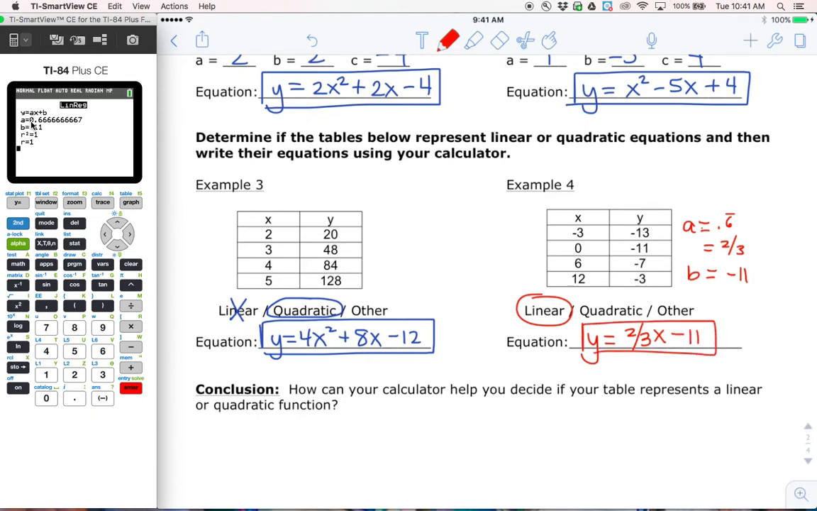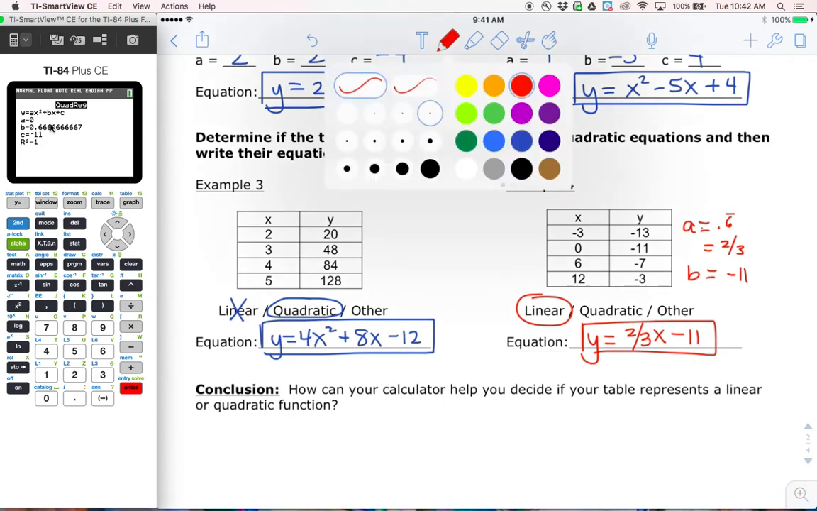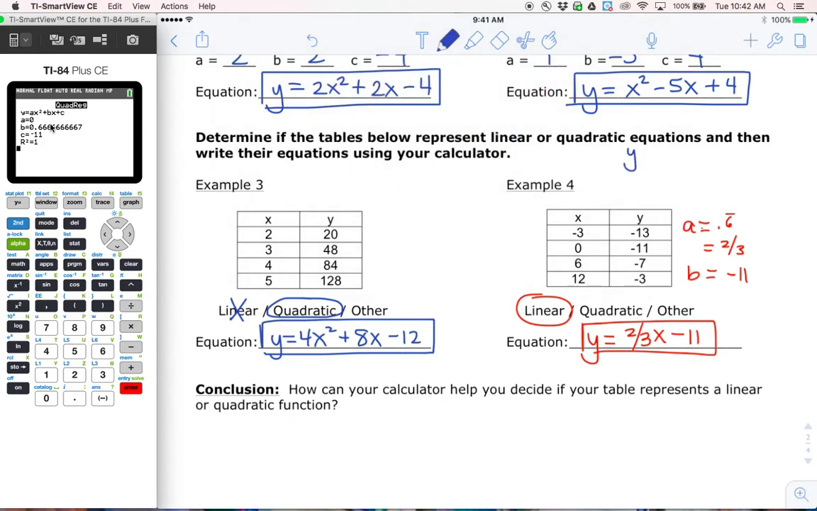Really quickly, what if we had chosen quadratic? This is important. What if we had chosen option 5, quadratic regression? Look at what we get. We get an R value of 1. Okay, that's confusing, unless you look at the fact that we get an A value of 0. And I'll erase this in a second, y'all, but if I write that down, wouldn't I get y equals 0x squared plus 0.6 repeating, so plus 2/3 x minus 11?